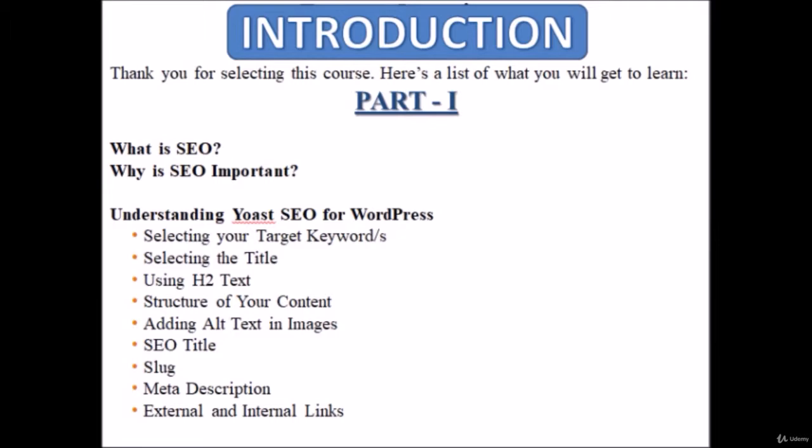Okay, so the introduction: this course has been divided into two parts. In part one, I'm going to go over what is SEO, why SEO is important, and then we'll be going over understanding the Yoast SEO plugin for WordPress that you use. And we'll go through selecting your target keywords, selecting the title, using H2 text, structure of your content, images, SEO title, slug, and so on.